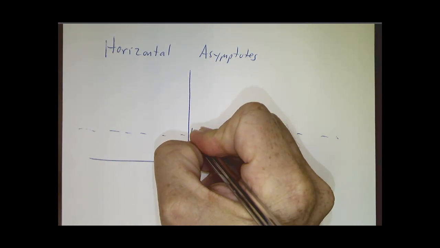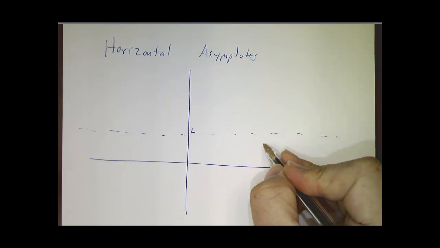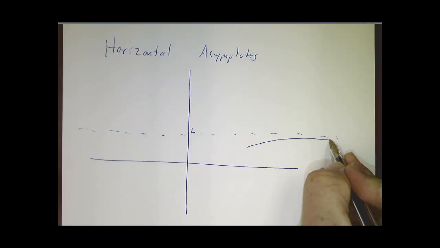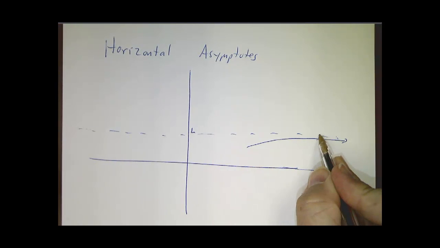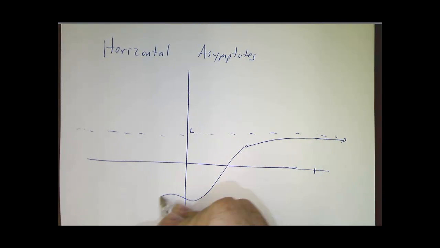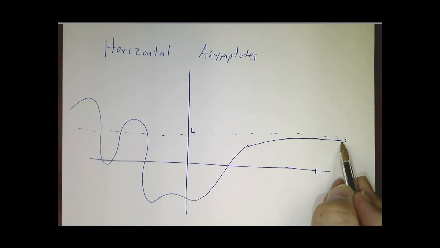So let's suppose we have a horizontal asymptote at a level L. That means that out here, the curve is getting closer and closer to the line L. So if you give it a function value that's very, very big, it's going to be close to L. Now, it could be doing anything over here. Doesn't matter. Over on the right, it's getting closer and closer to L.